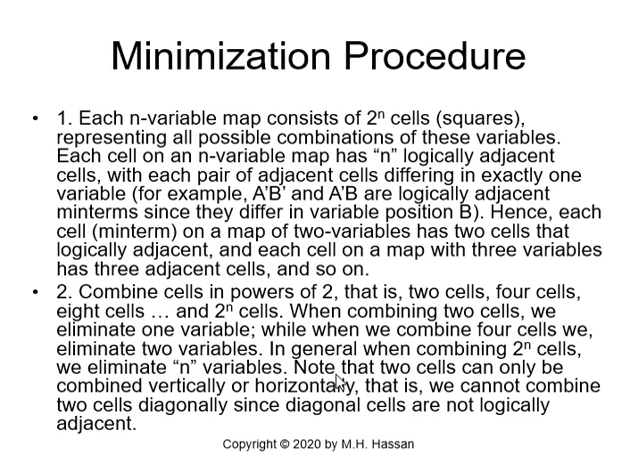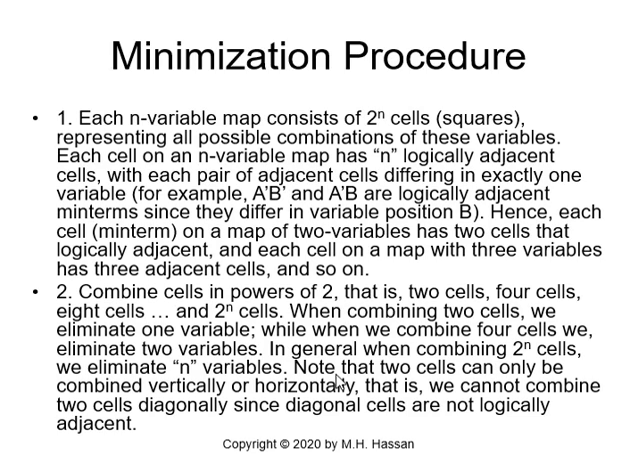Minimization procedure. Each n-variable map consists of 2 to the power n cells. We will see them as squares, representing all possible combinations of these variables. Each cell of an n-variable map has n logically adjacent cells, with each pair of adjacent cells differing in exactly one variable. For example, A prime B prime and A prime B are logically adjacent minterms since they differ in variable B. See, we have B and B prime. So those are logically adjacent cells.